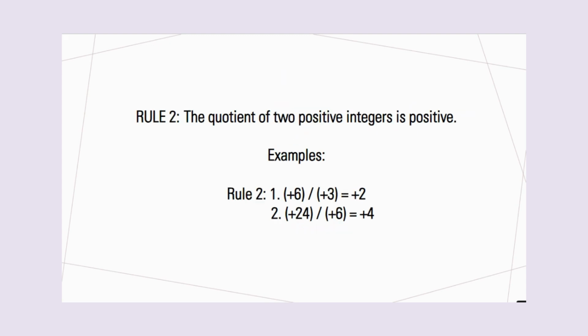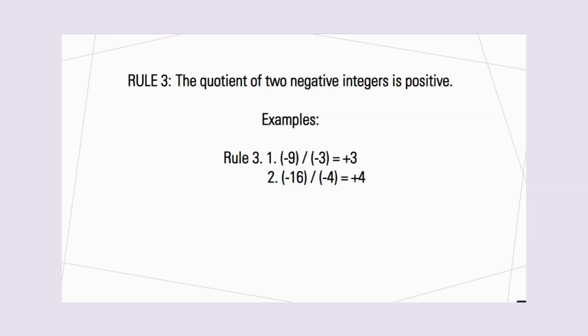Division rule number 2. The quotient of two positive integers is positive. When you divide two positive integers, the result is always a positive integer. For example, plus 6 divided by plus 3 is equal to plus 2. Here, plus 6, a positive integer, is divided by plus 3, another positive integer. The result is plus 2, that is a positive integer. Similarly, in example 2, plus 24 divided by plus 6 is equal to plus 4.